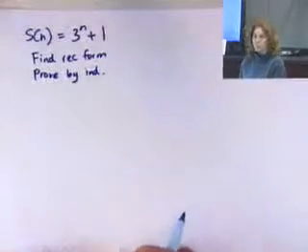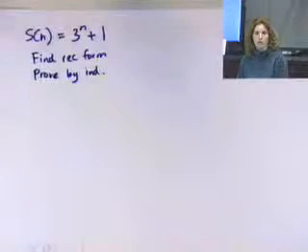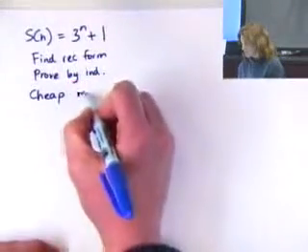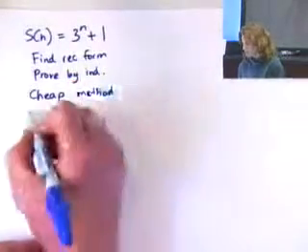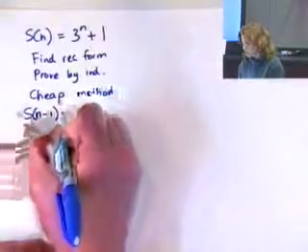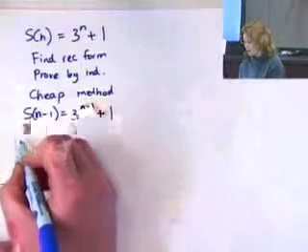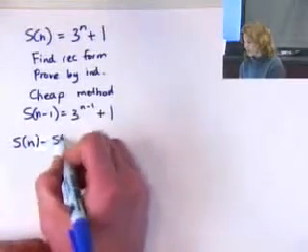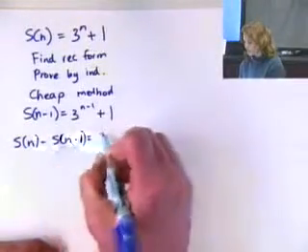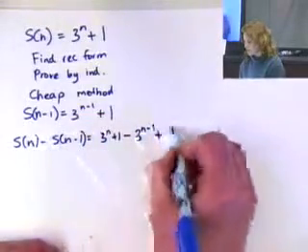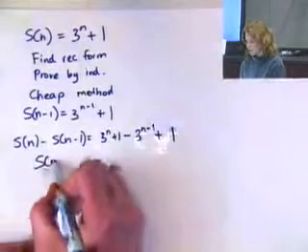So the very first step is to find the recursive form, and we can use our cheat method for that, right? So let's review briefly what the cheat method is. It is to use our closed form formula to get a previous term, say S of n minus 1, and then I subtract them. So S of n minus S of n minus 1 is equal to 3 to the n plus 1 minus 3 to the n minus 1 plus 1. Solve for S of n.